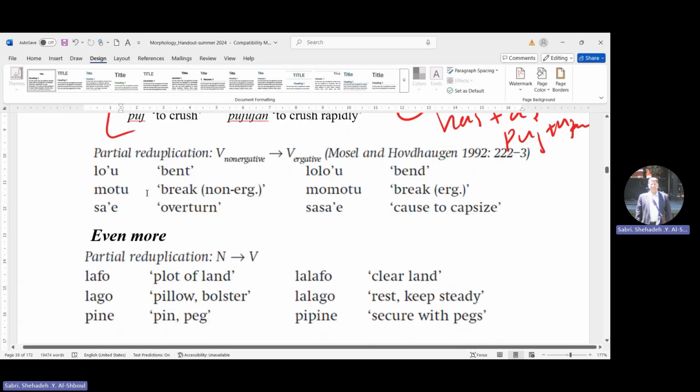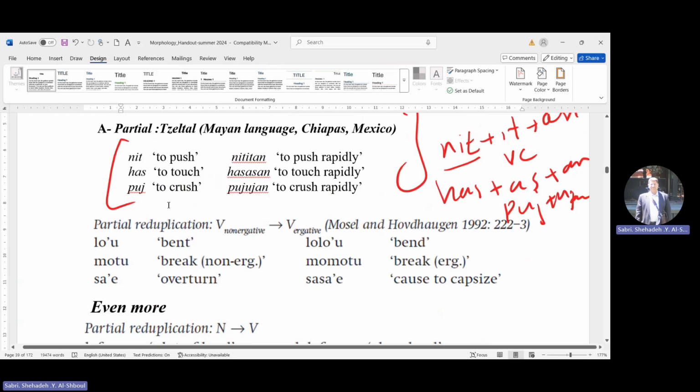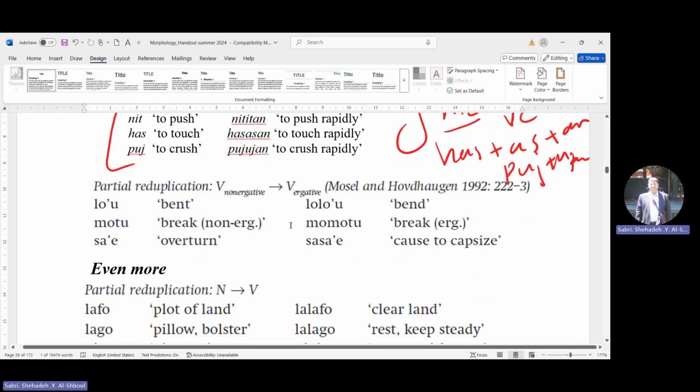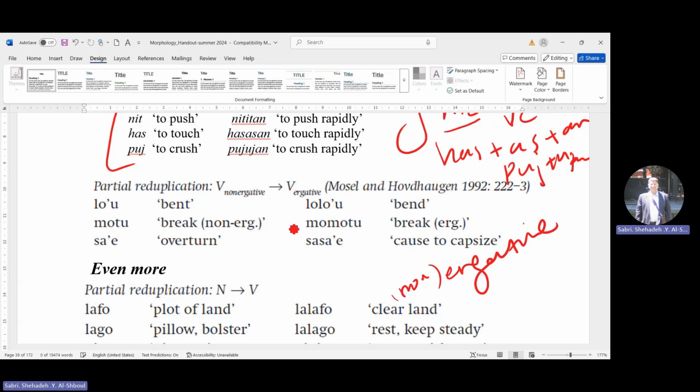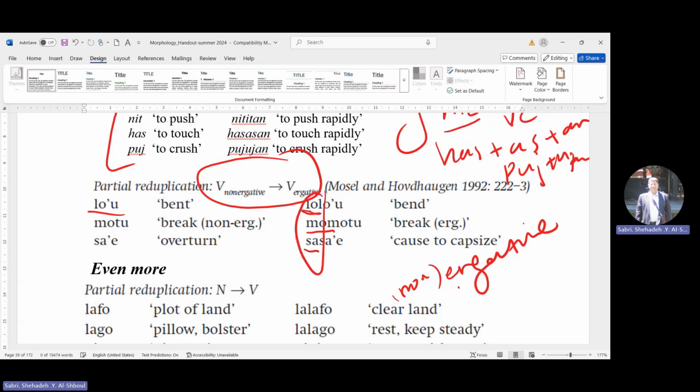Another example, dear students, comes from a language which has partial reduplication, which is Tzeltal, a Mayan language. In this language, there are ergative and non-ergative constructions, right? So here, partial reduplication has the function of changing a non-ergative verb into an ergative form. So we have lu'u, right? Here, lu'u means bent. Lulu'u, we have a partial reduplication. Mutu, mumutu. Sa'i, sasa'i. So here we have a reduplication that occurs before the main stem.